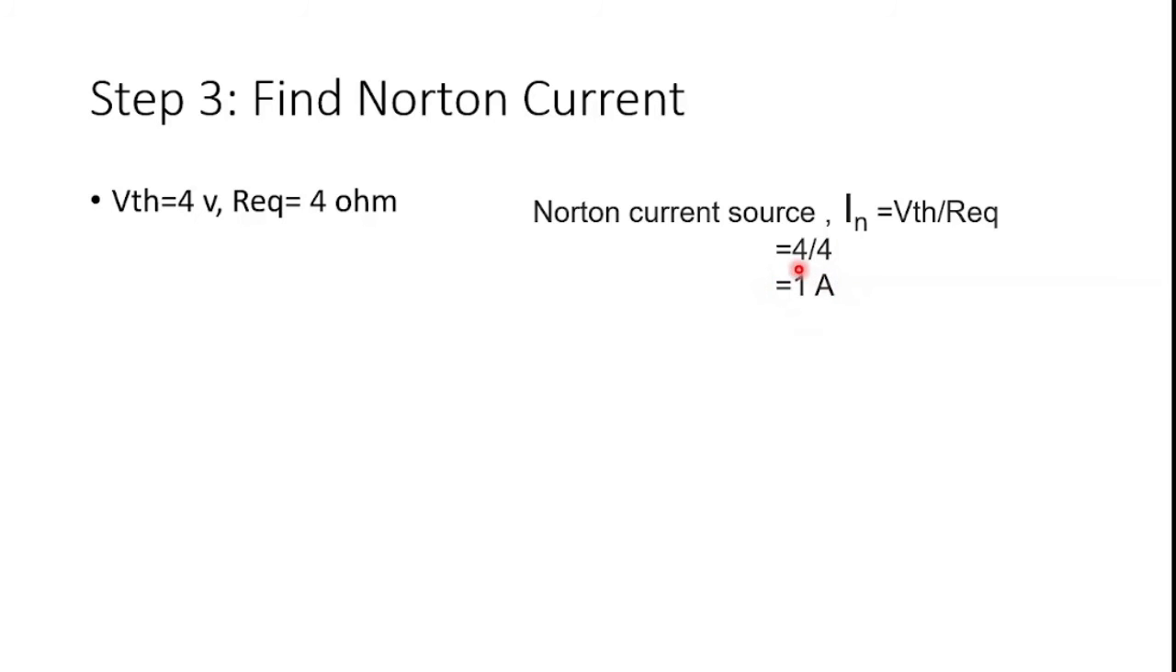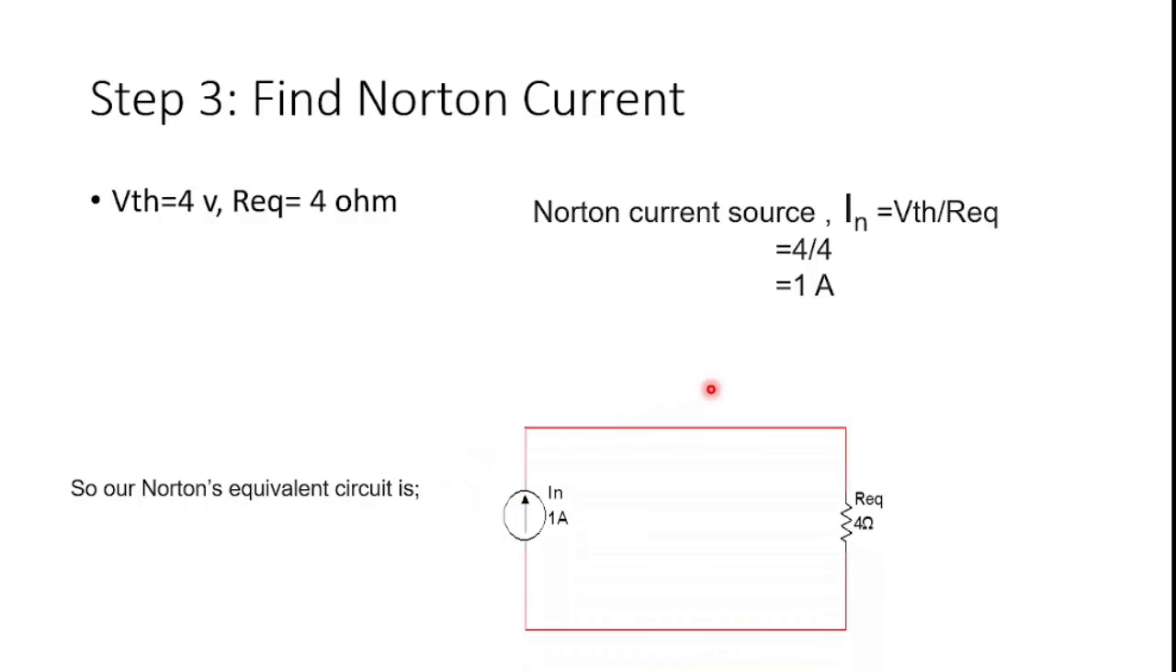equals 1 ampere. Now as per the definition, we will install this current source with this R equivalent in a parallel connection. So our Norton's equivalent circuit will look like this. You see the 1 ampere current source, which is this one, is here, and the R equivalent is here, and they are both in a parallel connection. So this is the Norton equivalent circuit. That's the process of converting any circuit into an equivalent Norton circuit.